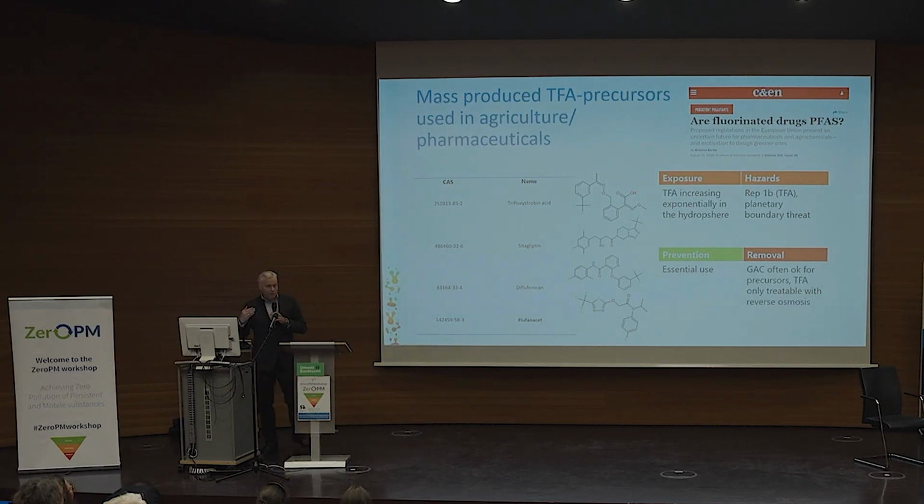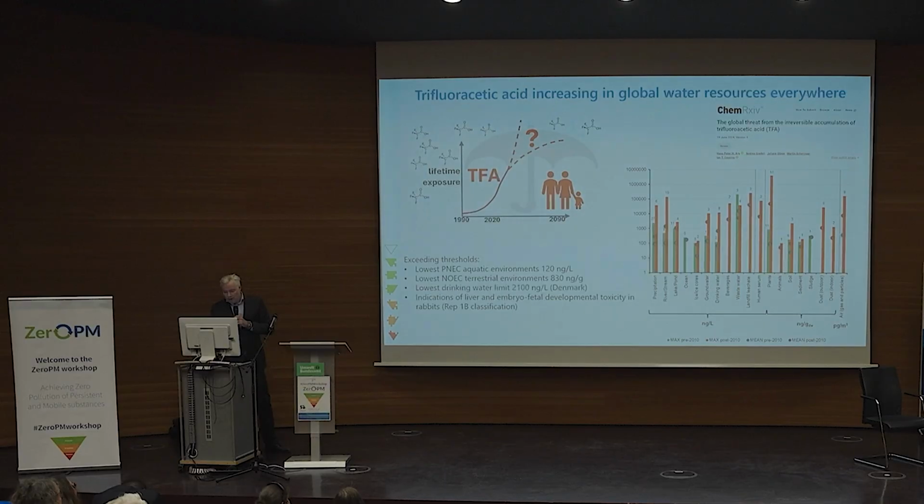And this can be in pharmaceuticals, it could be in plant protection products, or other chemicals that contain TFA as a transformation product. And there's a poster out there, you can see it in more detail, but this is just a graph showing that TFA has been increasing exponentially in pretty much any environmental media you can measure, including in every plant, in every animal, and every human.